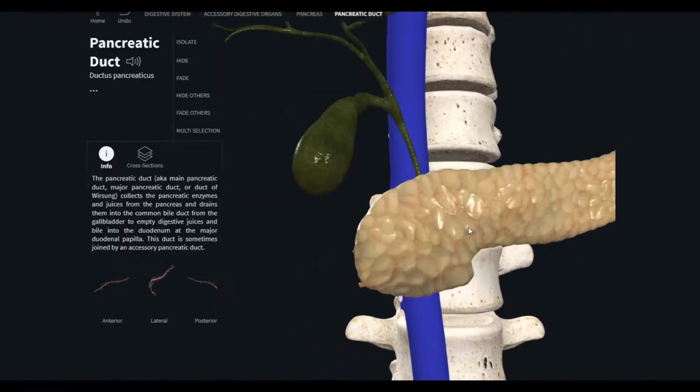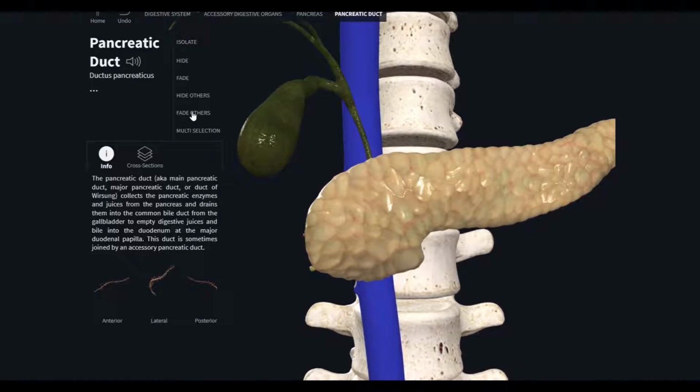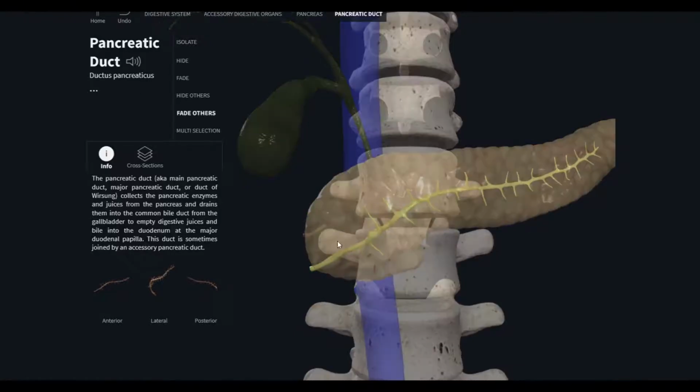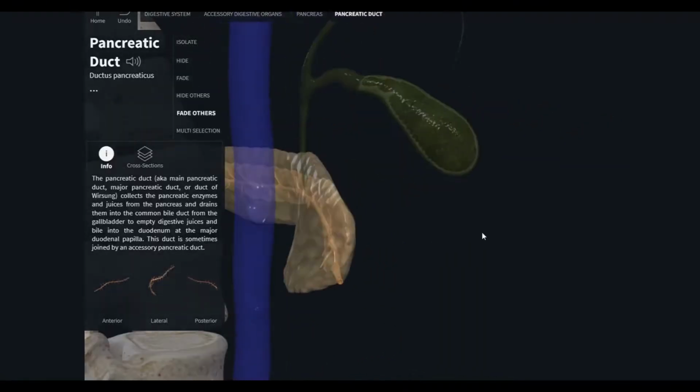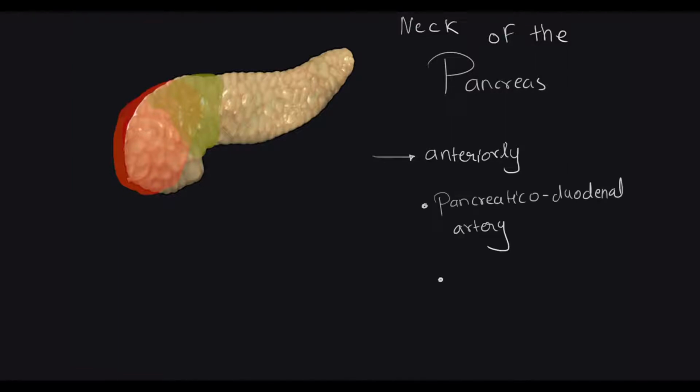Now let us see the pancreatic duct here in more detail. It just runs along the length of the pancreas posteriorly. So that's the pancreatic duct. Now let us look at the neck of the pancreas. The anterior relations of the neck of the pancreas include the pancreaticoduodenal artery, then we have the gastroduodenal artery, and lastly the covering of the peritoneum.